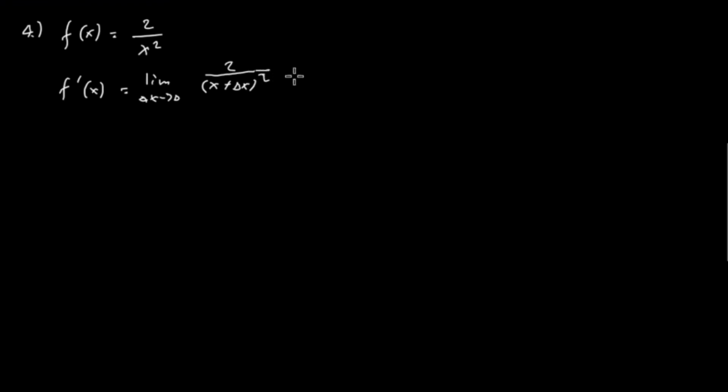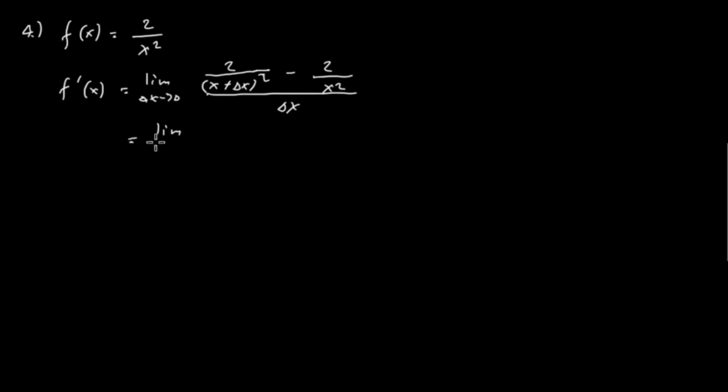Example number 4. Function of x is equal to 2 over x squared. The derivative of the function of x is equal to the limit of delta x approaches 0, and with the same formula we change x to x plus delta x, so 2 all over (x plus delta x) squared, minus the function of x, which is 2 over x squared, and we divide by delta x.